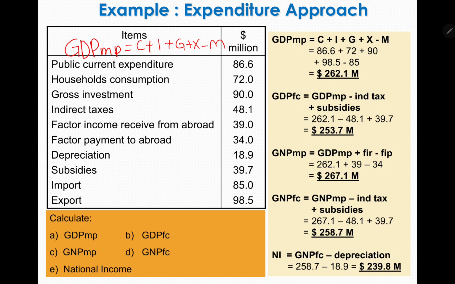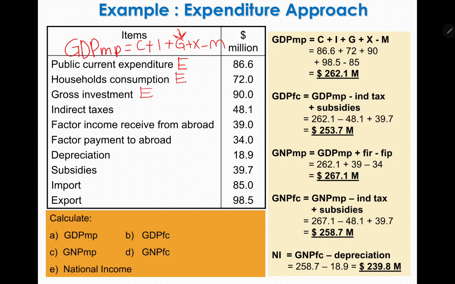Okay, for example, you have the first item, public current expenditure. If you still remember, public sector means government. So public current expenditure represents the government expenditure, and it is inside the expenditure approach formula. So I will denote it as E, represent the expenditure approach. And then you have the household consumption. This household consumption is this item C. So this is also under expenditure approach. Gross investment, it is I. So this is also under expenditure approach.